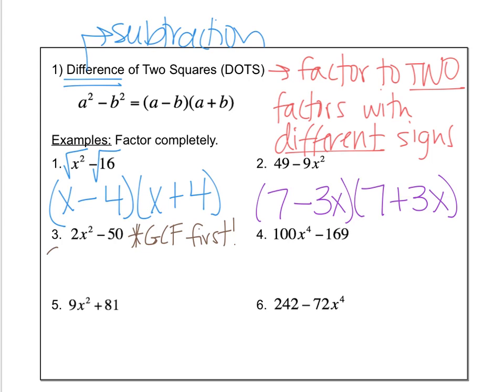So I'm going to take out the 2. If I take out the 2, I'd be left with x squared minus 25. Look at that, I like that number. 25 is a special number. I can factor that inside part now, can't I? The 2 is just going to hang out. What does that inside part factor to? x minus 5 is the first factor, and the second factor is x plus 5, because I have to use different signs. Difference of two squares, two factors, different signs.